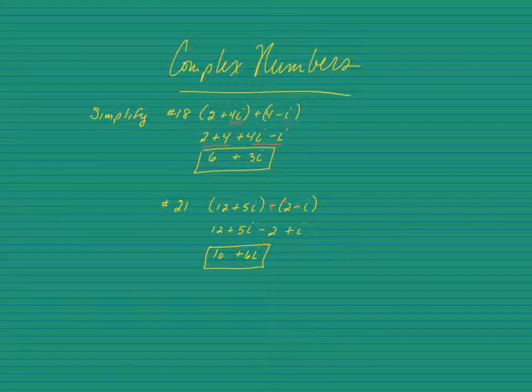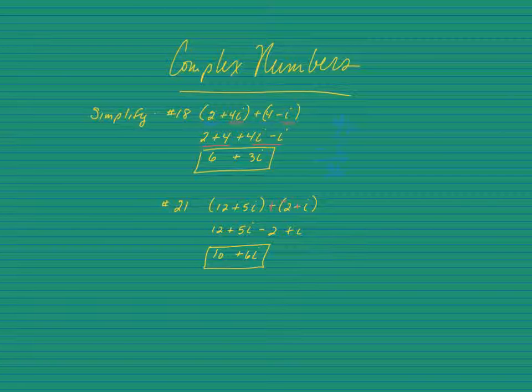So remember, we combine our imaginary units and we combine our real units. So I have 2 plus 4, which is going to give me 6, and then I have 4i minus i, again that is 4i minus i, which is 3i. So 6 plus 3i.